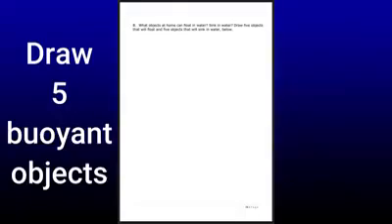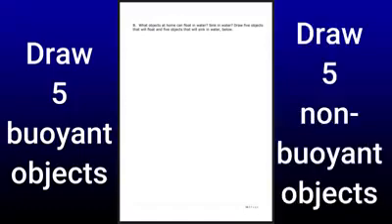Next, on page 16, draw 5 objects you see at home that are buoyant or pwedeng lumutang. And then draw 5 more objects from your home that are not buoyant or pwedeng lumubog. Ikaw na ulit ang bahala kung ano-ano ang mga bagay na i-drawing mo, basta 5 buoyant at 5 non-buoyant.